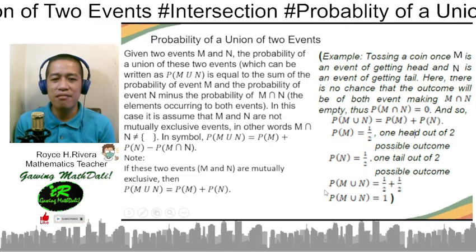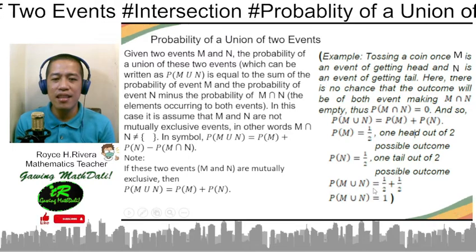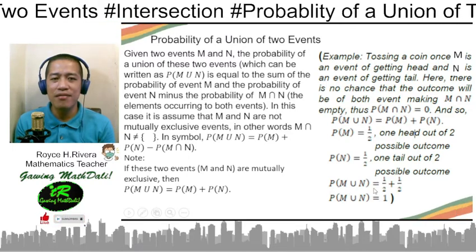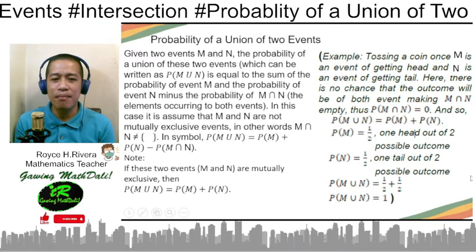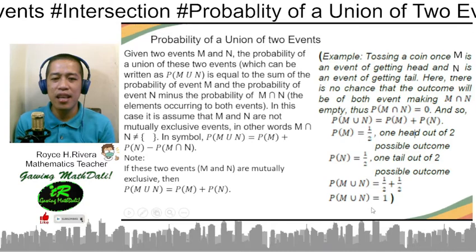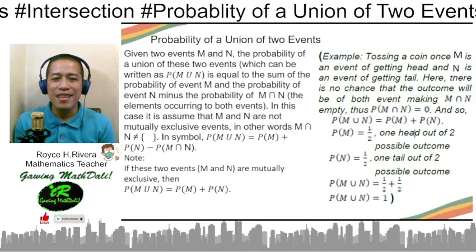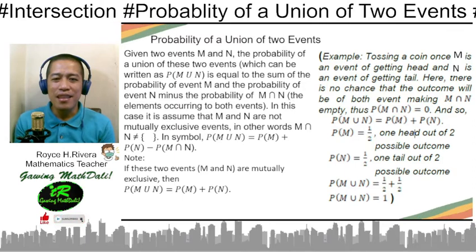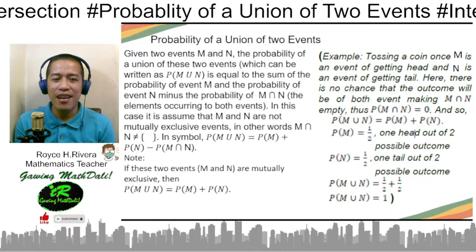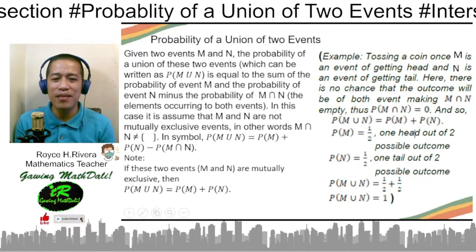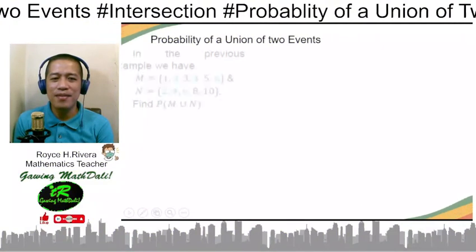Then we will have P of M union N is equal to 1/2 plus 1/2, making P of M union N equals 1. Again, event M and event N are mutually exclusive events. Ito ang second example.